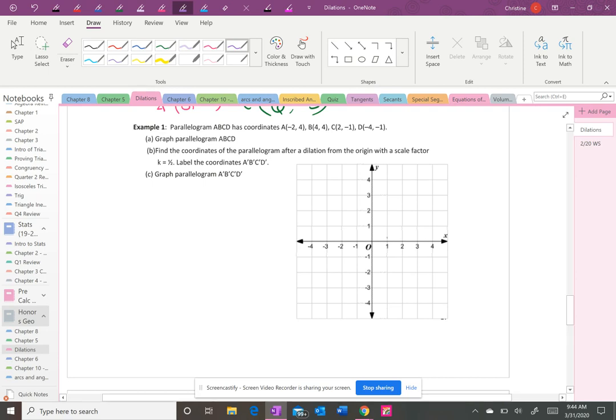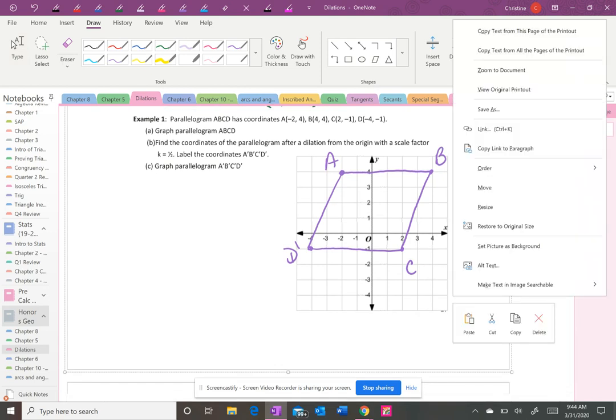It has the coordinates negative 2, 4. So that's A. B is at 4, 4. C is at 2, negative 1. D is at negative 4, negative 1. So here's what this parallelogram looks like. We are going to learn about quadrilaterals probably after spring break.